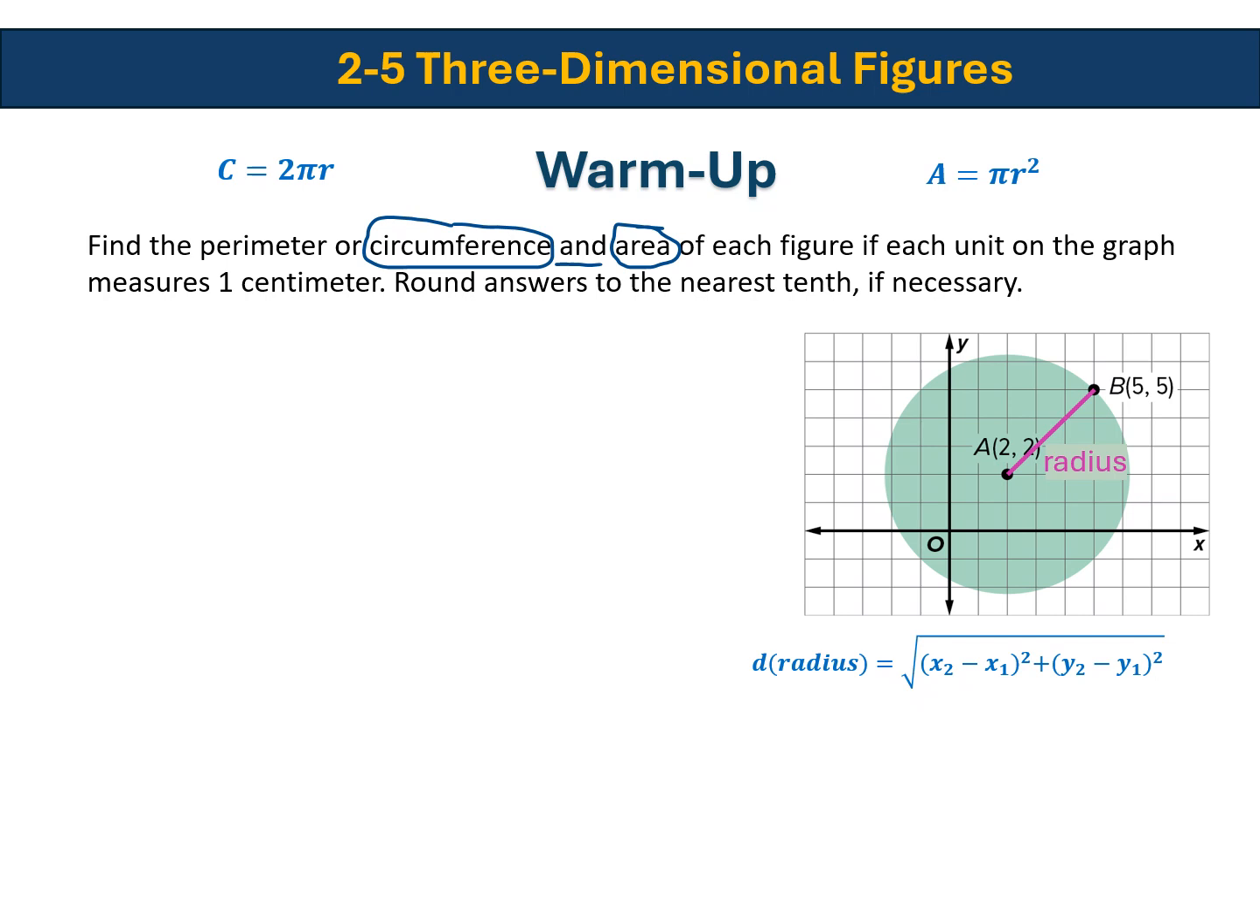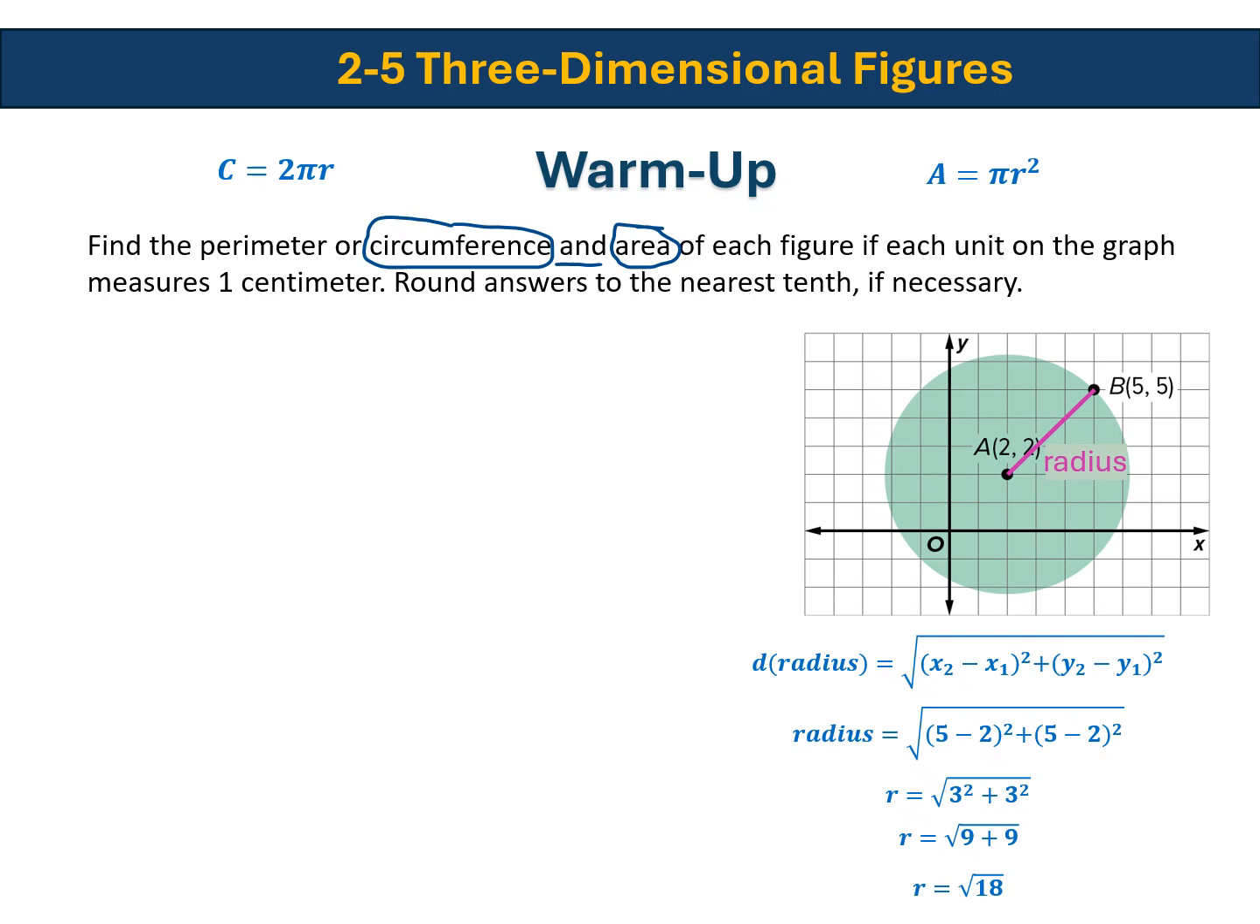We're going to let B be my second coordinate and A be the first coordinate. So that means 5 is my x sub 2 and 2 is my x sub 1. 5 is my y sub 2 and 2 is my y sub 1. So substitute them into the formula. That leaves us with the radius equals the square root of (5 minus 2) squared plus (5 minus 2) squared, leaving us with the square root of 3 squared plus 3 squared, which is the square root of 9 plus 9, and the radius is equal to the square root of 18.